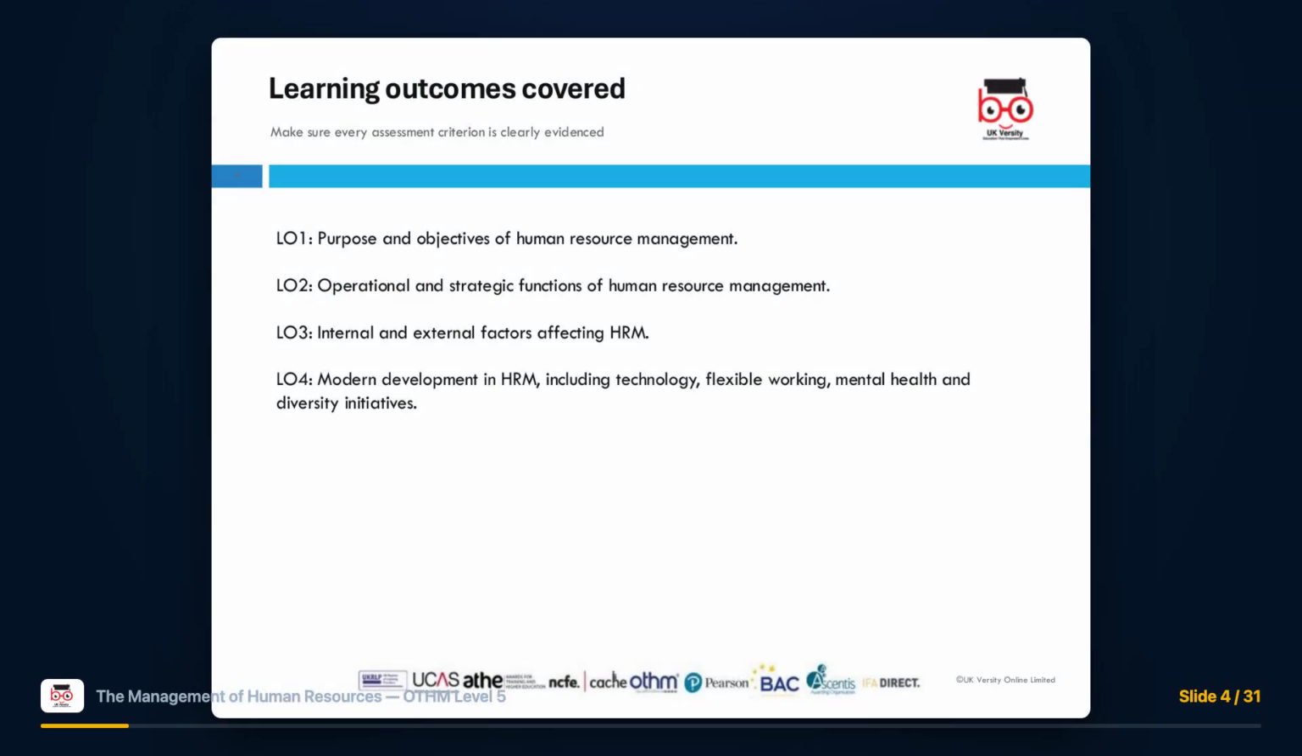The learning outcomes. Make sure every criterion is clearly evidenced. Learning outcome 1 covers the purpose and objectives of human resource management. Learning outcome 2 covers its operational and strategic functions. Learning outcome 3 covers the internal and external factors affecting HR. And Learning Outcome 4 covers modern developments, including technology, flexible working, mental health, and diversity initiatives.